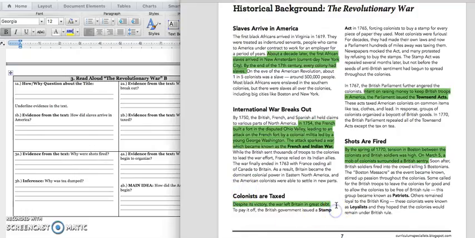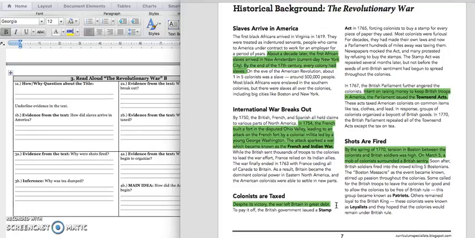We're at "Shots Are Fired." By the spring of 1770, tensions in Boston between the colonists and British soldiers were high. On March 5th, a mob of colonists surrounded a British sentry. Soon after, British soldiers fired into the crowd, killing five Bostonians. The Boston Massacre, as the event became known, stirred up passion throughout the colonies.